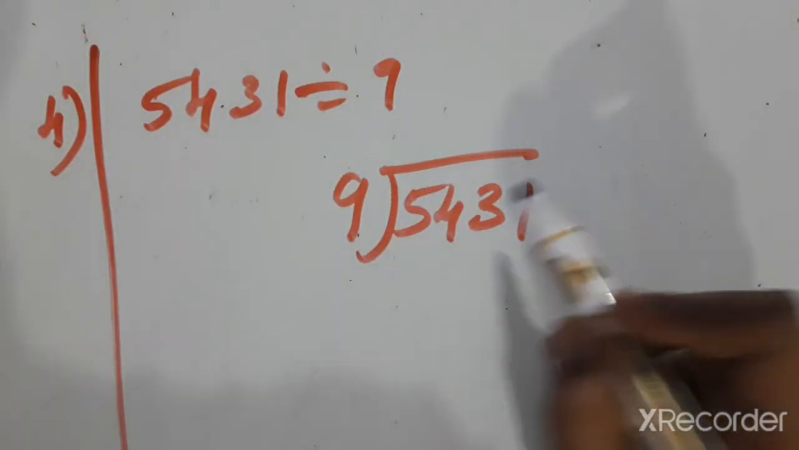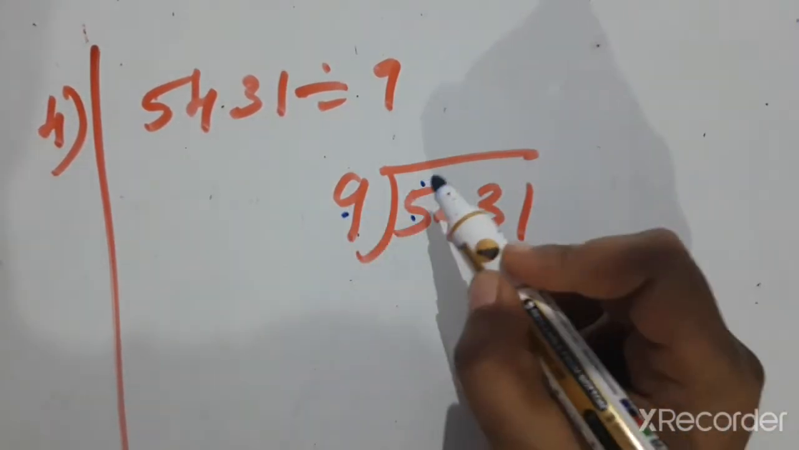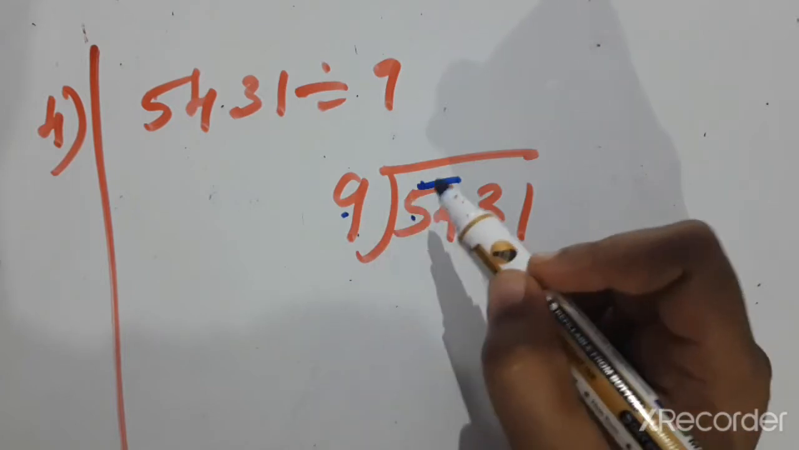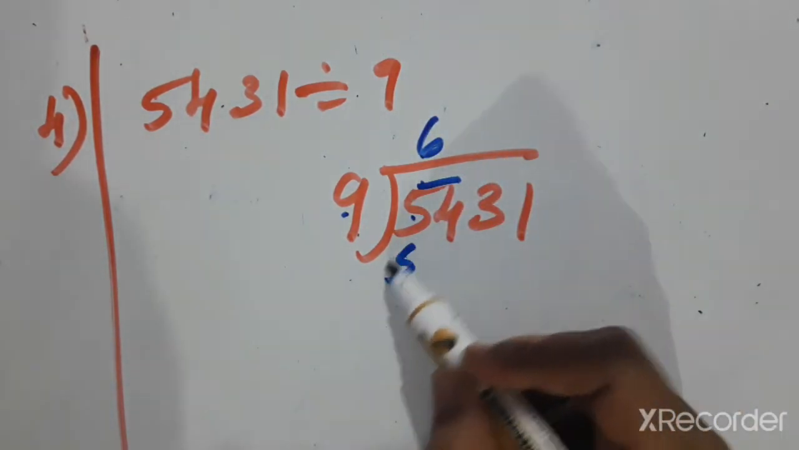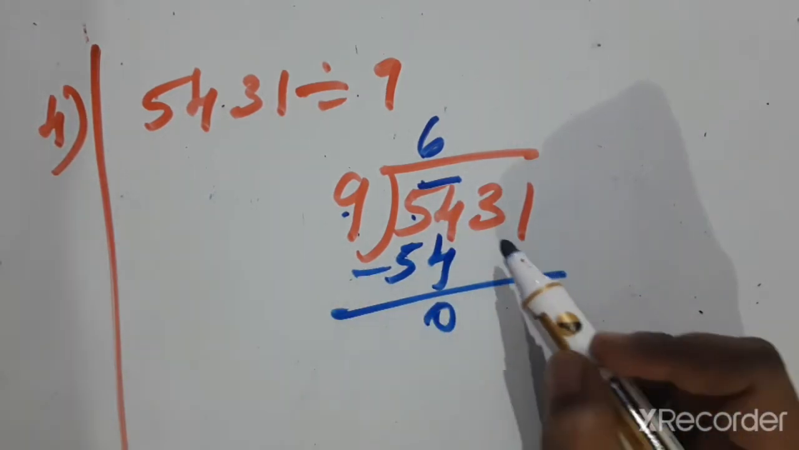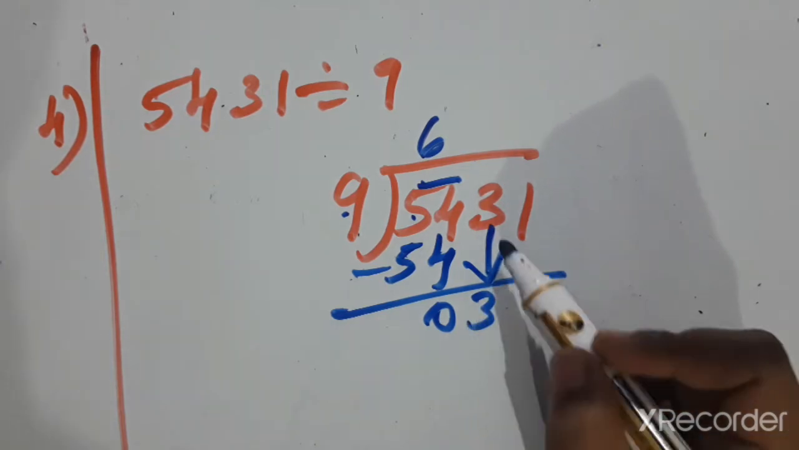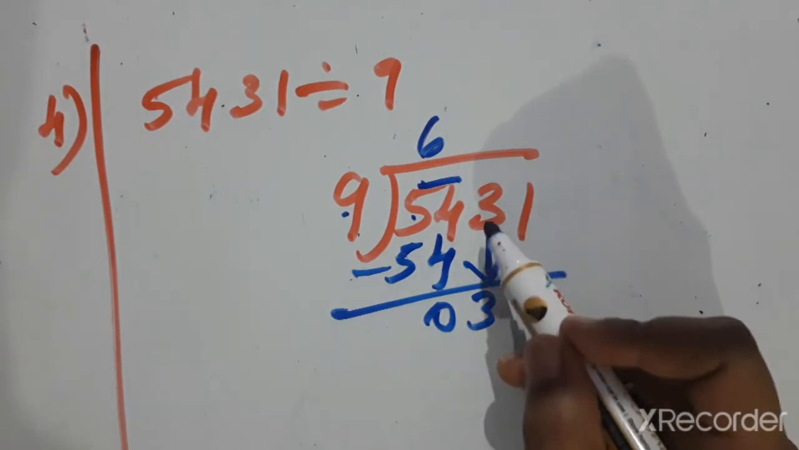Next number is 9, 5,431. Can we consider 9? No, because it is less than this. So take 54. 9 how much are 54? 9 6s are the exact number we are getting now. 9 6s are 54. Minus means 54 minus 54 means 0. Then bring this 3, one number. Don't bring two numbers. Each step one number we have to bring down, 3.